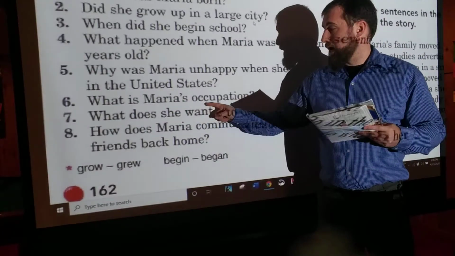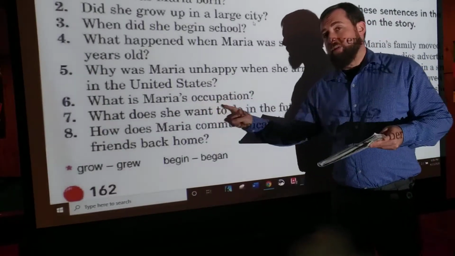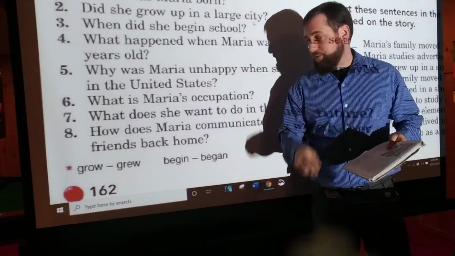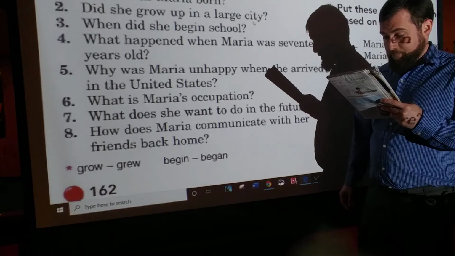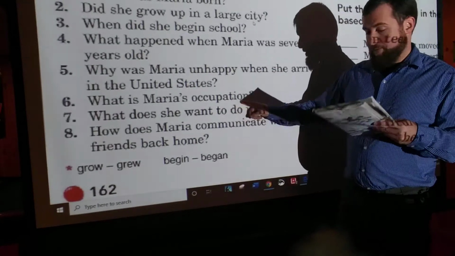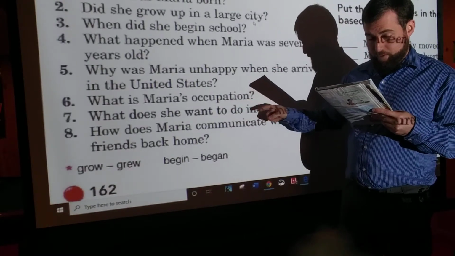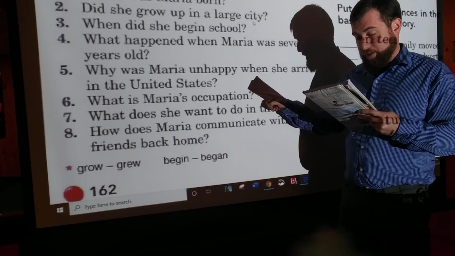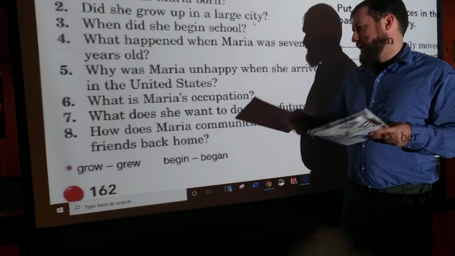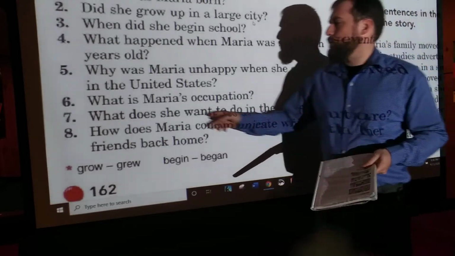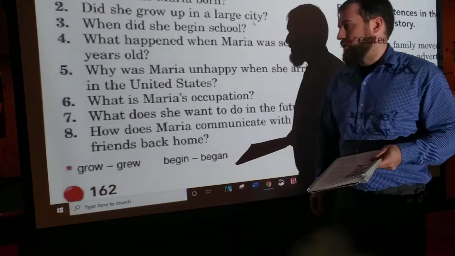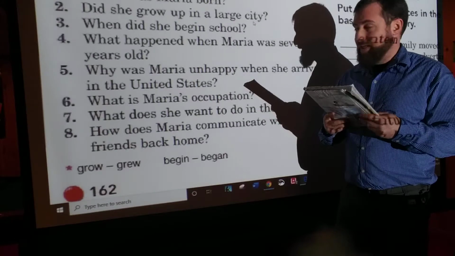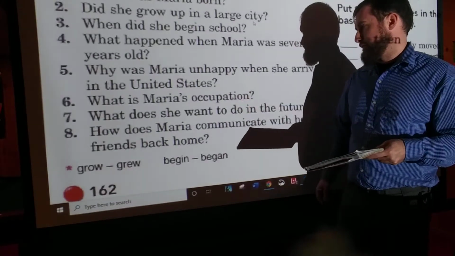What is Maria's occupation? Do we know this word? Occupation means her job. What job does she have? Okay? She worked in a factory. But after she learned English, she got a good job as a secretary. So, that's actually not clear what they're talking about. If they say, what is Maria's occupation, though, I guess they mean now. So our answer should be secretary. So, Maria is a secretary.